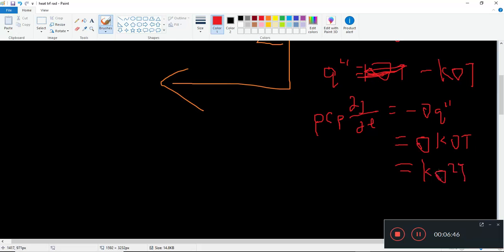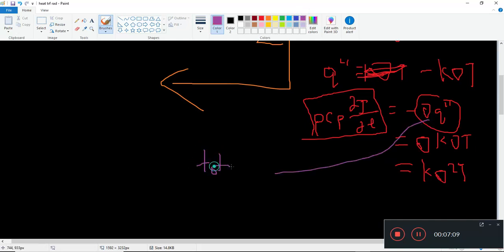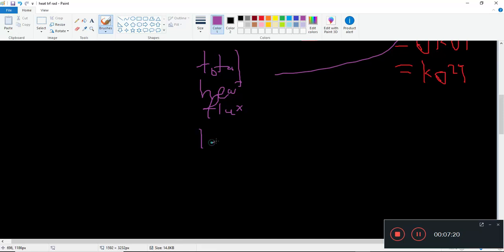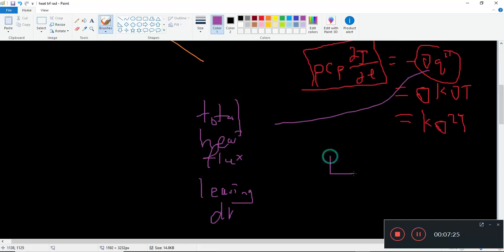So what is the divergence of heat flux here? This is the accumulation term. So the divergence of the heat flux in this case is the total amount of heat flux leaving the volume dV. Okay, so let's say you have a volume dV.